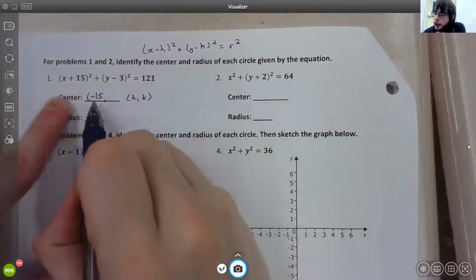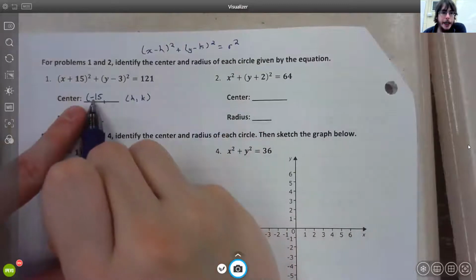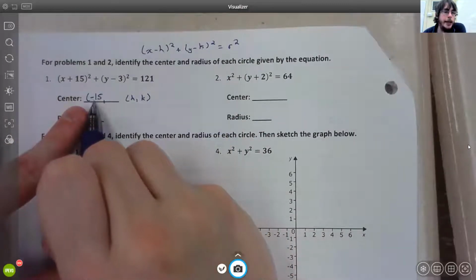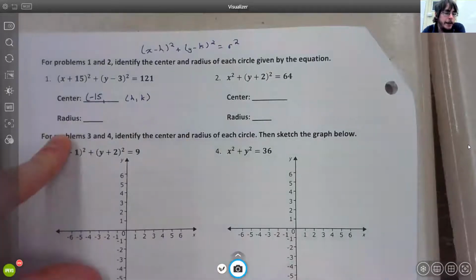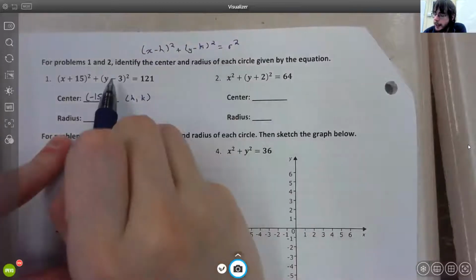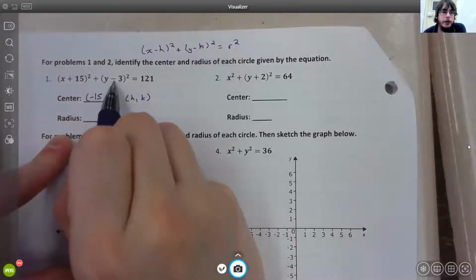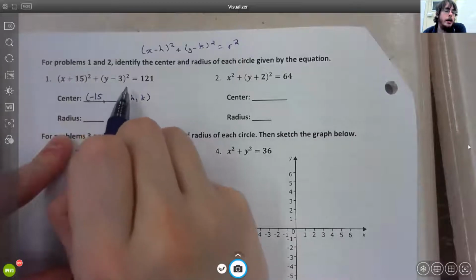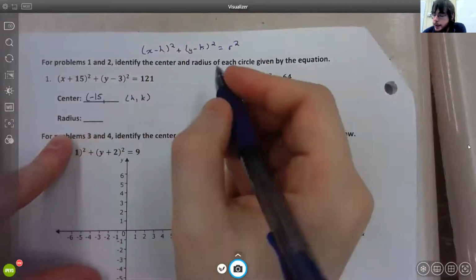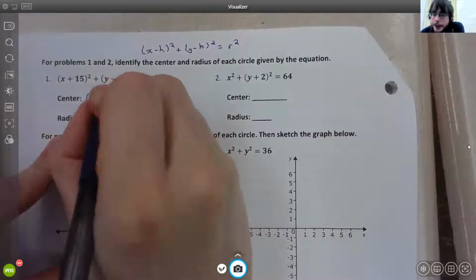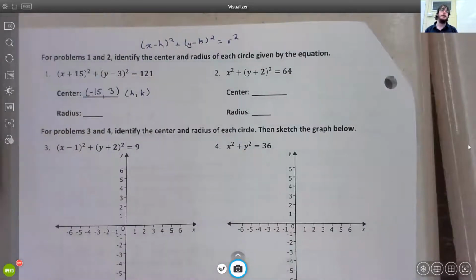The reason this works is because if we take x minus negative 15, when you subtract a negative, you end up with a positive, which would make that plus 15 next to the x. Then here we see that k is grouped with y, and we see a 3 here. The 3 has a negative sign. The equation and center have opposite signs, so that means that our k should be positive 3, and that's our center point, negative 15, 3.